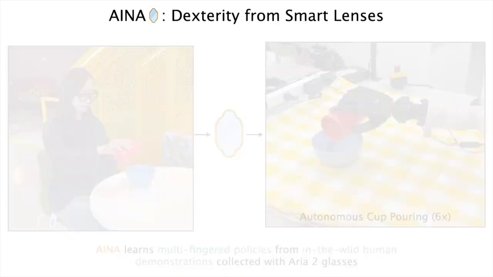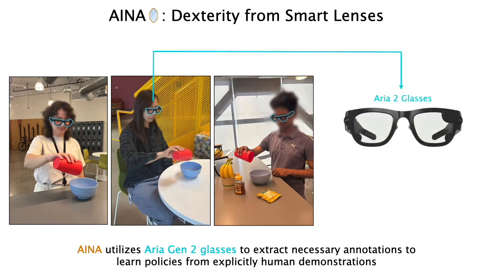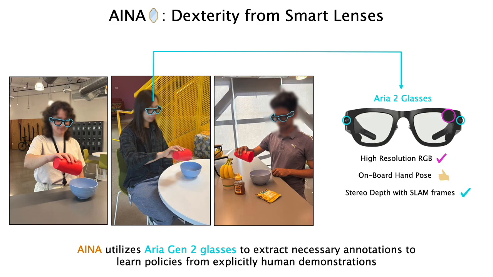glasses. RU2 glasses are lightweight and portable, feature a high-resolution RGB camera, provide accurate onboard 3D head and hand poses, and offer a wide stereo view that can be leveraged for depth estimation of the scene. This hardware enables extraction of 3D hand and object poses from in-the-wild demonstrations.